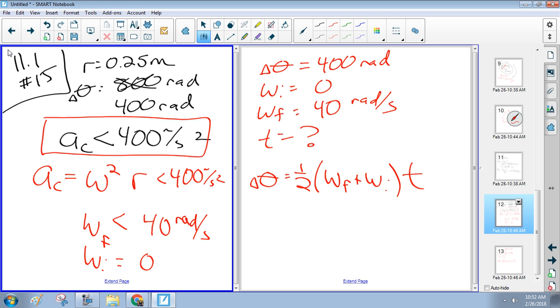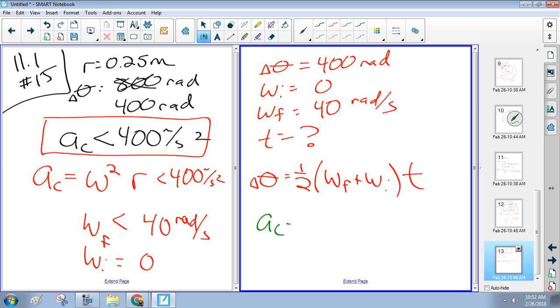The other way you could have done it, some of you might be thinking, oh, I didn't know this equation. You certainly could have done this. You could have said, oh, well, a_c is v squared over r, and solved for the corresponding velocity, and then used that to find your omega. And it amounts to the same thing.